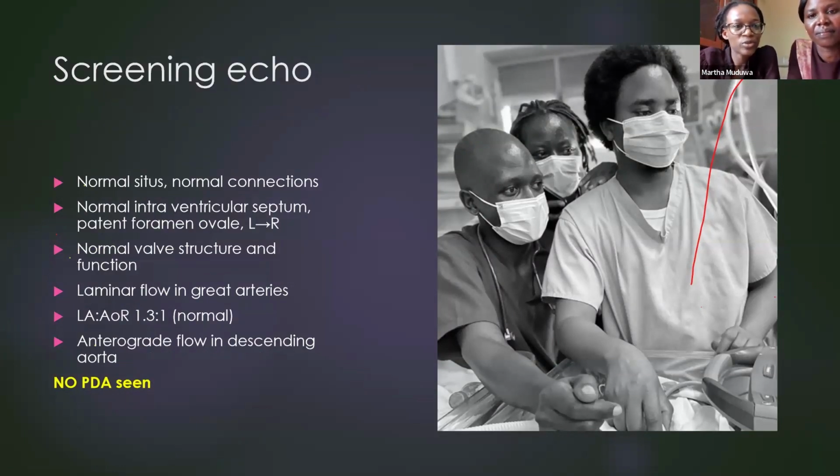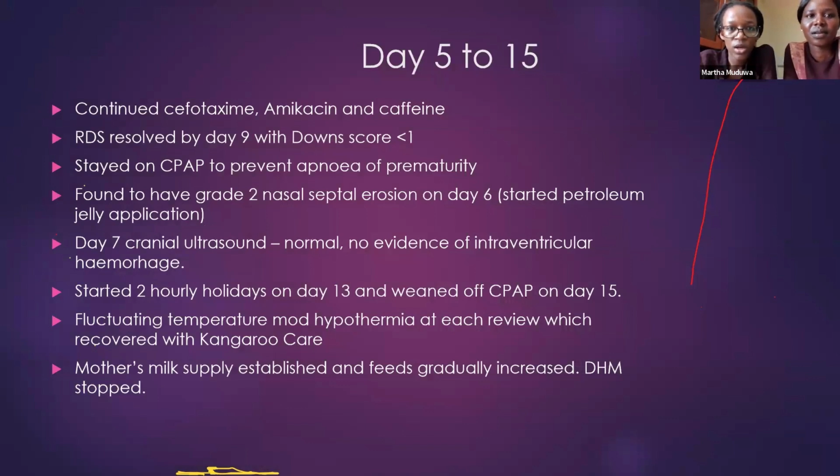Our echo showed that we had a normal situs and connections. Our valves and structures were normal. We had laminar flow in the great vessels, and the ratio of the left atrium to the aortic root was 1.3 to 1, which was normal. There was also anterograde flow in the descending aorta, and this baby did not have a PDA, so it was essentially a normal cardiac echo.